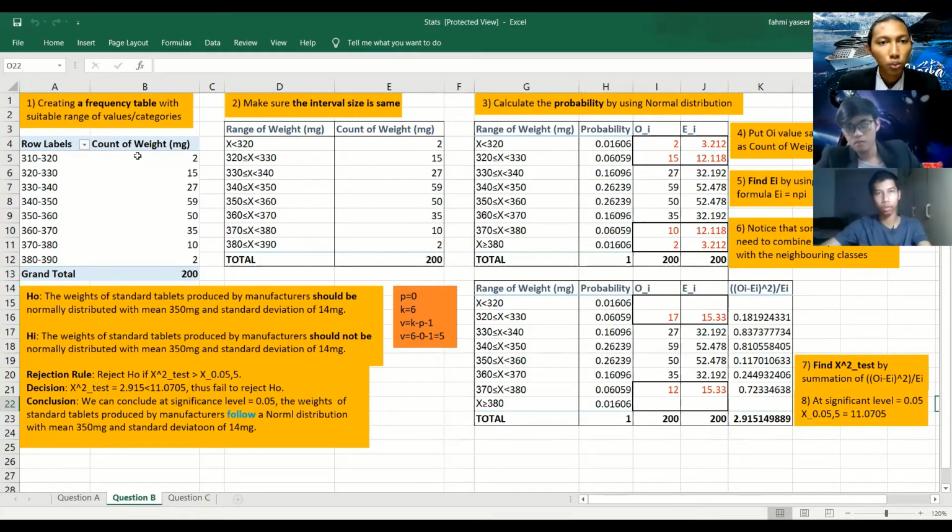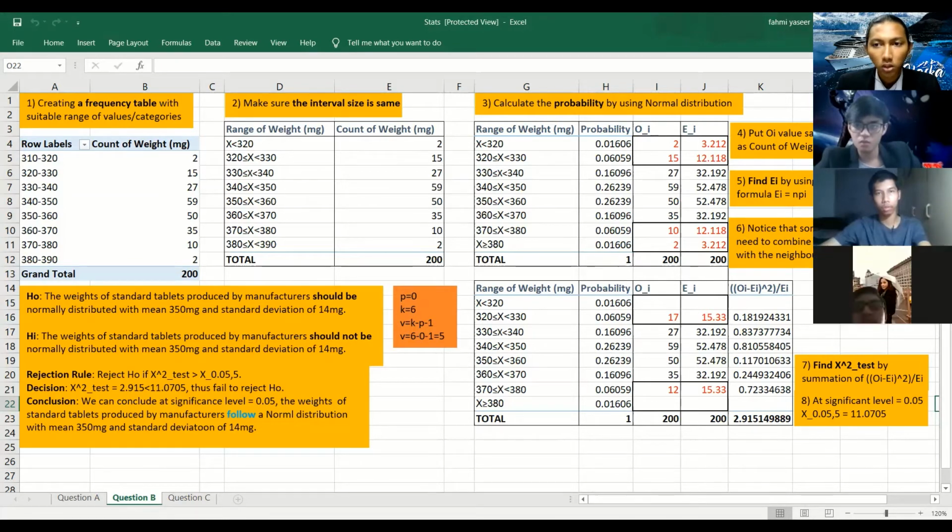And from this table, we need to make sure the interval size is the same. As we can see from the second table, the first column is range of weight, which means the interval size for all the data is 10. And the second column is count of weight, which is the same as the previous table. After that, we need to calculate the probability by using normal distribution. As we can see, the second column is the probability for all the data of range of weight. And the observed value, we get it from the count of weight, just copy into the third table.